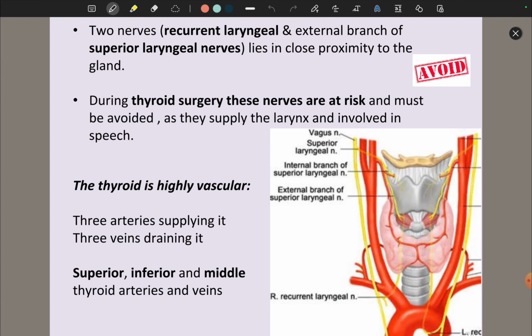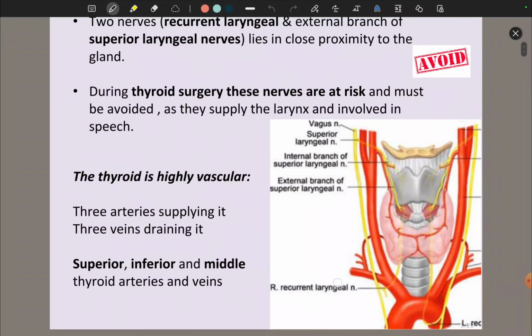As you can see, the thyroid gland has two nerves in close proximity, near the thyroid gland. What is the clinical importance of that? You may hear someone had thyroid surgery before, and after that they got a complication of hoarseness of voice. Why is there hoarseness of voice after thyroid surgery? This is a complication. It may happen.